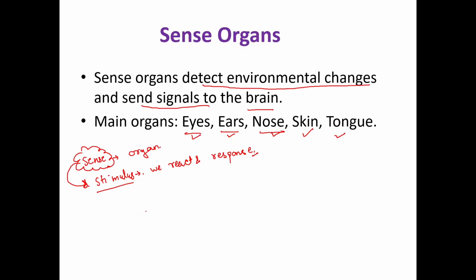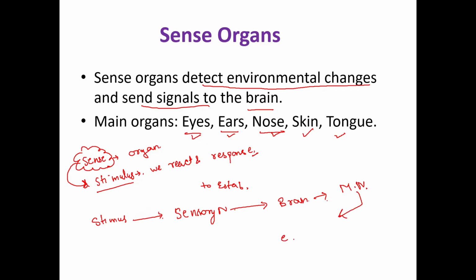We already looked at how the mechanism is established. Any kind of stimulus is sensed by the sensory neuron, the sensory neuron sends it to the brain, then the brain interprets it and makes a decision, sends it to the motor neuron, and the motor neuron finally sends it to the effector, muscle and organ. This is how a signal is transmitted from stimulus until the response is generated.